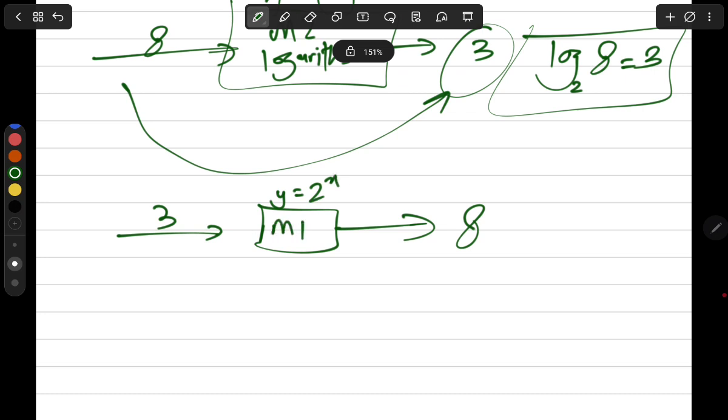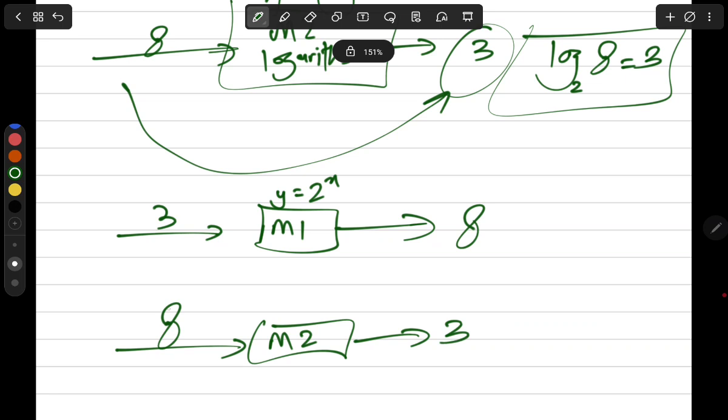So this is machine 1. The second machine is the logarithmic machine. It takes the input 8 and produces an output of 3, because this machine is the inverse function. So this is log x to the base 2. This is exactly the definition of an inverse.